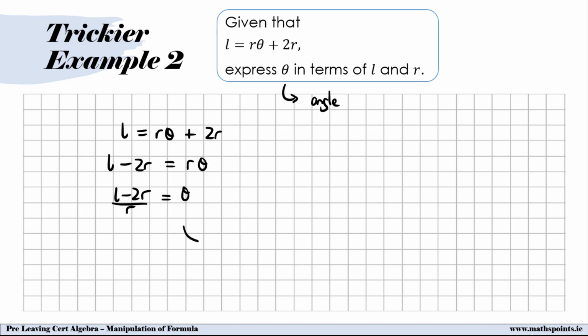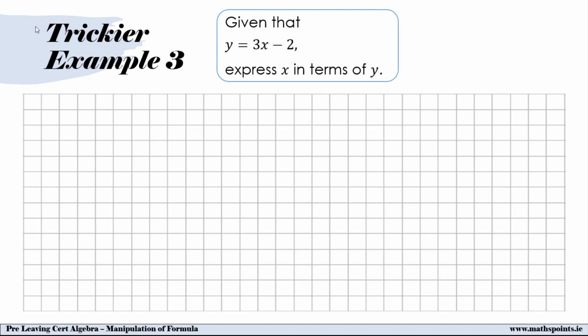If we wanted, we could split this into theta equals L over r minus 2r over r. And then to further simplify that, we could say L over r, and then minus 2r over r is just minus 2. So this answer over here is 100% fine, but again, depending on what you're going to use the value of theta for, it may be a good idea to split up the fraction, as we've done down in this example here. Example 3 is taken from a paper 1 question on finding the inverse of a function.